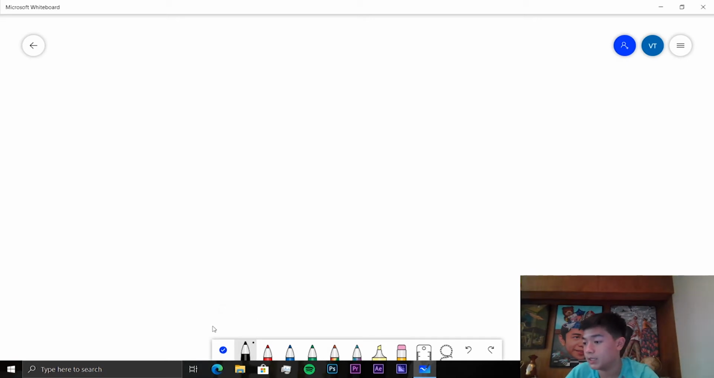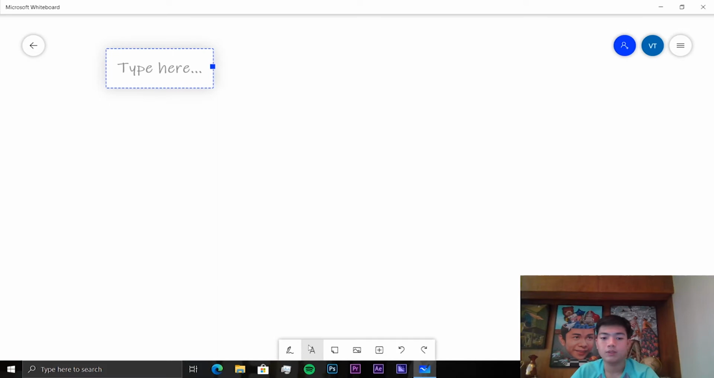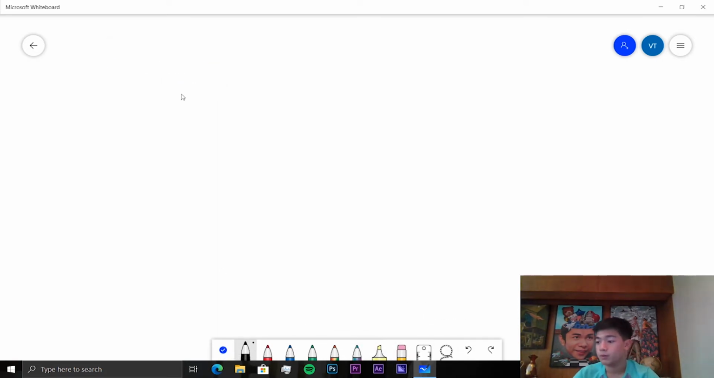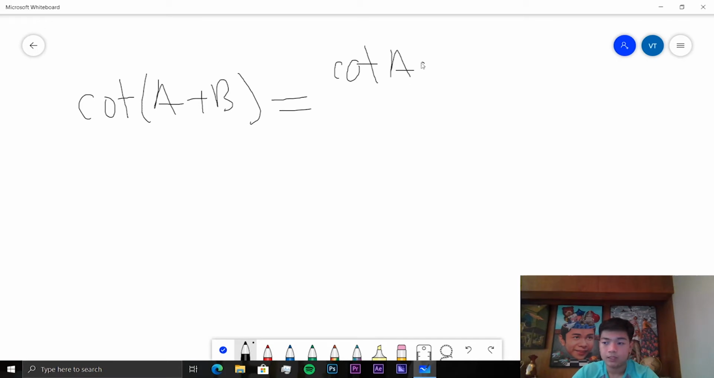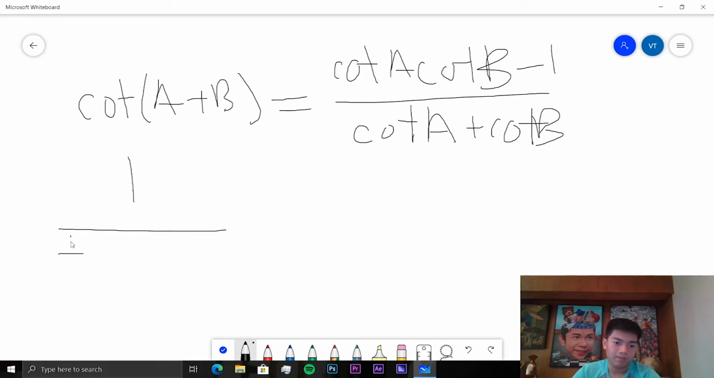So the next question is prove the following identities. And the first, we need to prove some identities. I'll just write them out. The first one is cotangent A plus B is equal to cotangent A, cotangent B, minus 1 over cotangent A plus cotangent B. So, well, we know this is equal to 1 over tan A plus B.